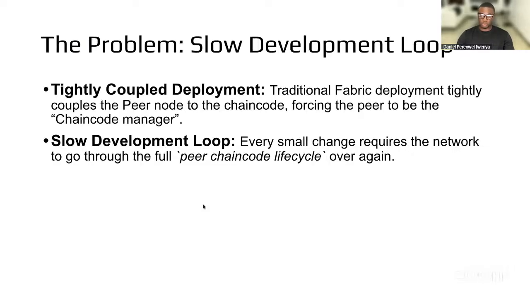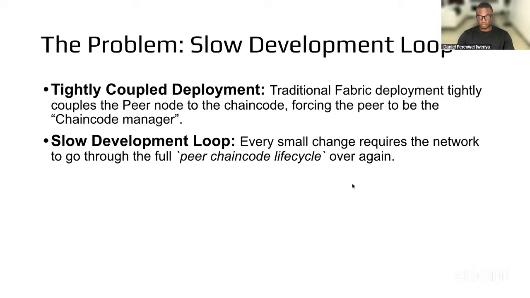So the initial problem with chaincodes in Fablo has been the slow development loop. The traditional deployment tightly couples the peer to the chaincode, forcing the peer to become the chaincode manager. So the peer is responsible for installing and running the chaincode, which can be a problem, and it creates a slow development loop. It means every small change in the chaincode requires you to go through the peer chaincode lifecycle over again, which means for any bug fix, anything you need to do, you have to restart the entire network.